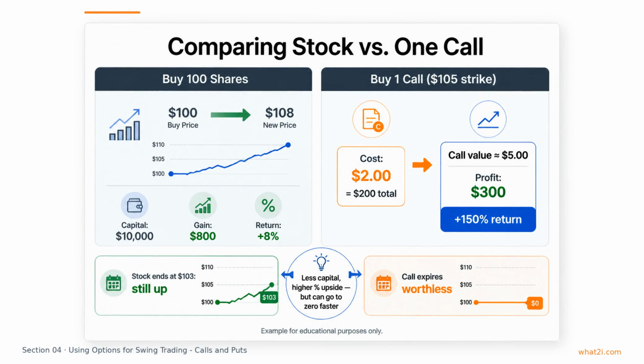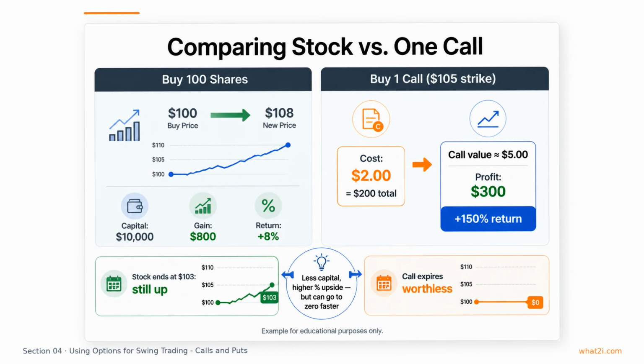A comparison makes the trade-off clear. If a stock rises from 100 to 108, buying 100 shares produces an $800 profit on a $10,000 position, or about 8%. Suppose instead you bought one 105 call for $2, or $200 total. If that call rises to about $5, the profit is $300, which is a 150% return on premium paid. That kind of leverage is why options are attractive. But if the stock only reaches 103 by expiration, the stock position is still up, while the call may expire worthless. So options can magnify gains, but they can also go to zero much faster than stock.